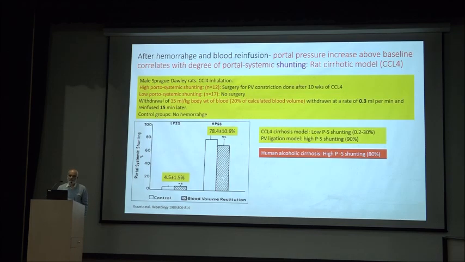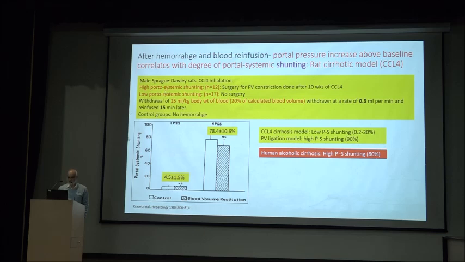Now this was another study on a CCL4 model of cirrhosis, which showed that portal pressure increase above the baseline was correlated with the degree of portal systemic shunting. So two models were developed: high portal systemic shunting, in which after 10 weeks of CCL4, surgery for portal vein constriction was also done, and low portal systemic shunting, in which there was no surgery, only CCL4 was given. Again 20% of the calculated blood volume was withdrawn at the rate of 0.3 ml per minute, and then after 15 minutes it was reinfused.